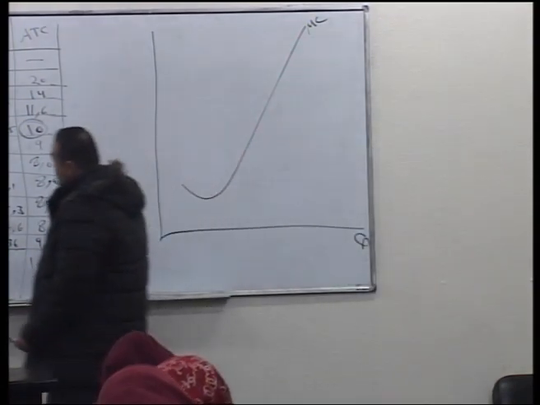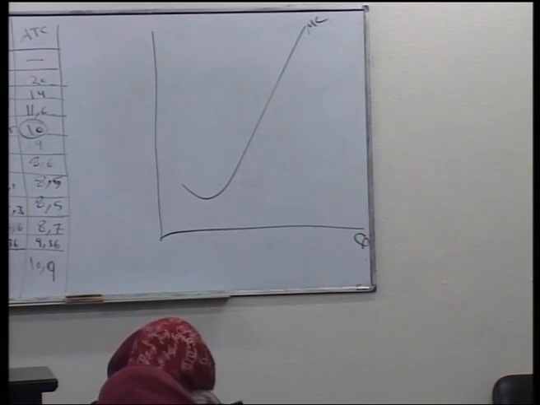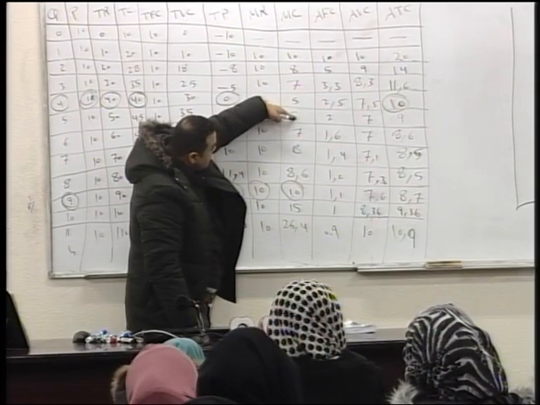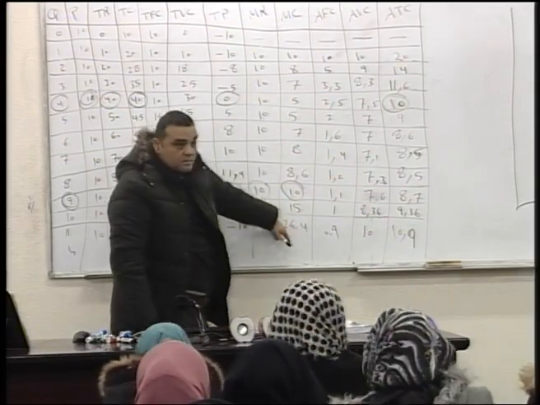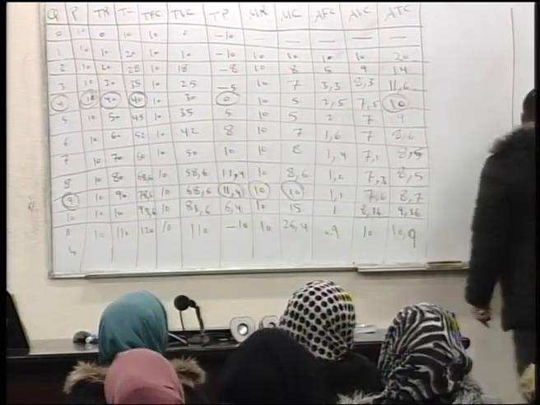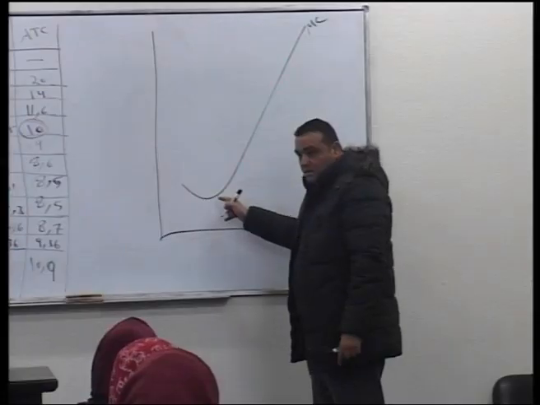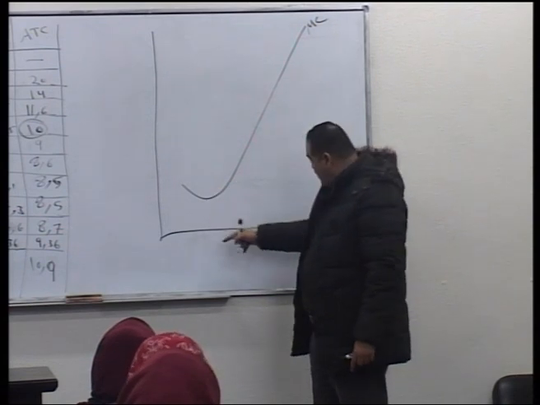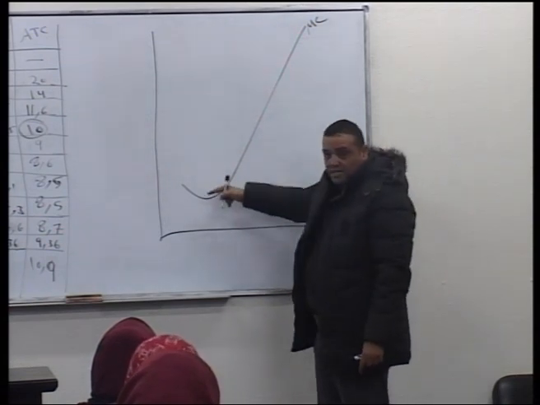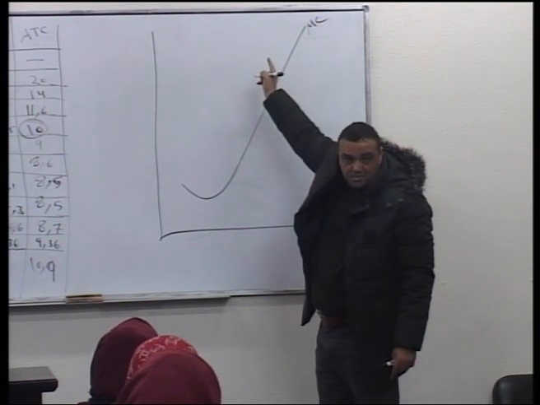What about the marginal cost? It's decreasing and then increasing. This is the marginal cost: decreasing as long as the quantity increases and then increasing, right?